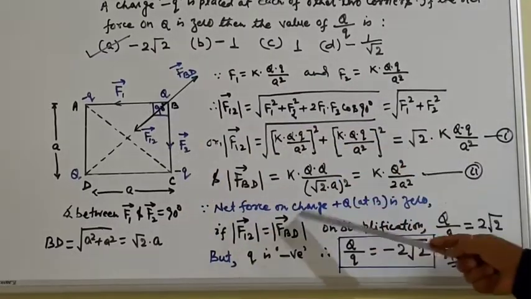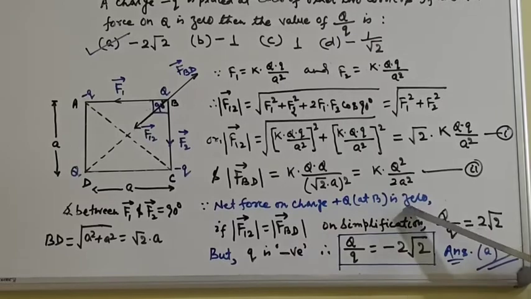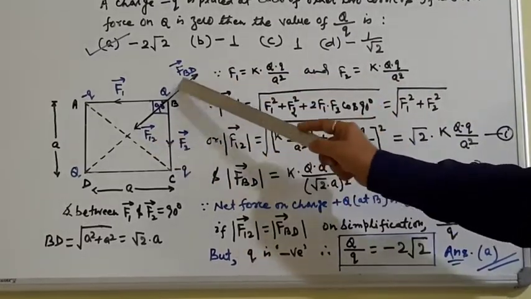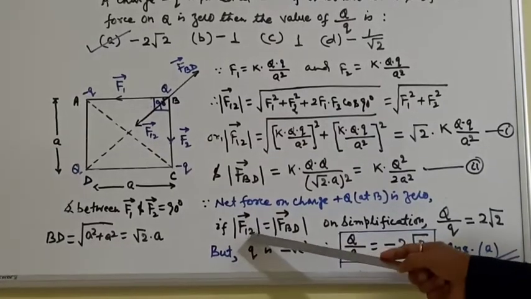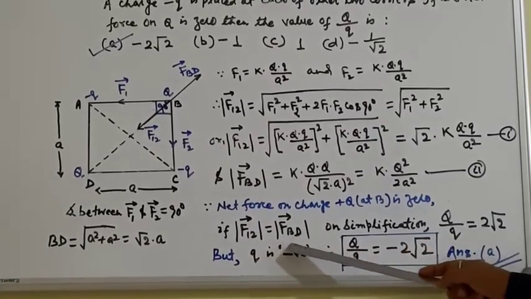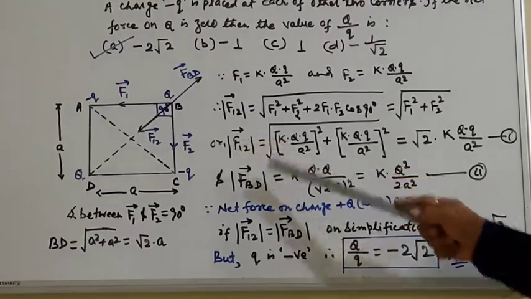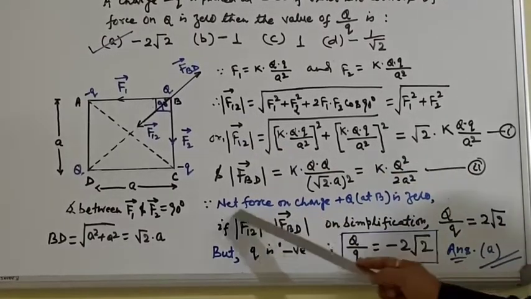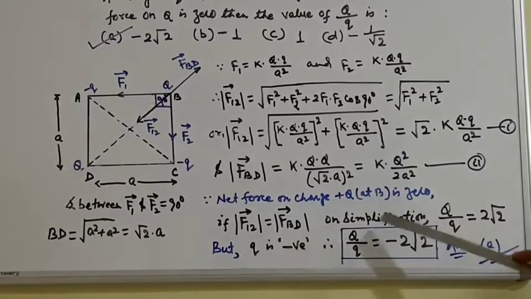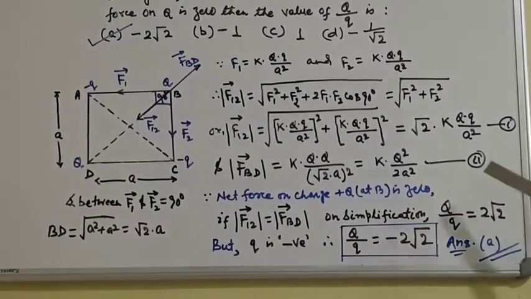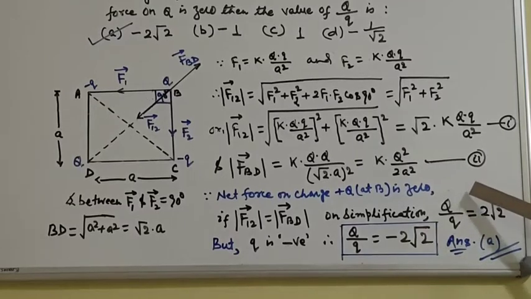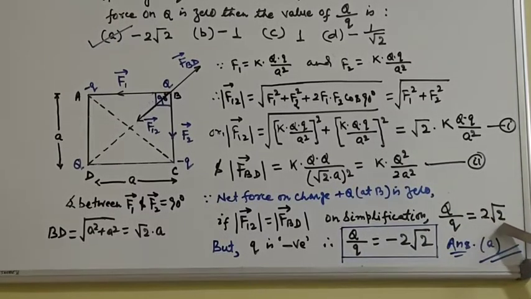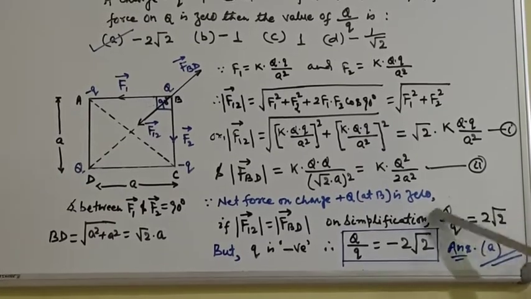We have to find when the net force on Q at B is 0. It is only possible when FBD and F12 are equal and opposite. So F12 and FBD are equal. Put in their values: F12 from equation 1 and FBD from equation 2, and solve it. On simplification, I'm sure you can solve it, we finally get Q by q. Capital Q by small q is equal to 2 root 2.